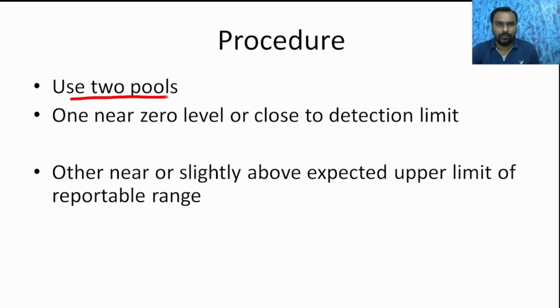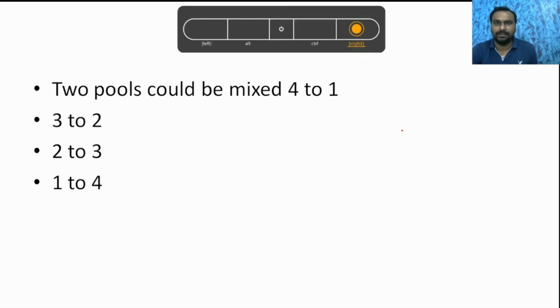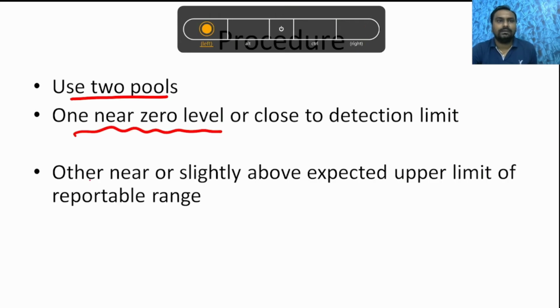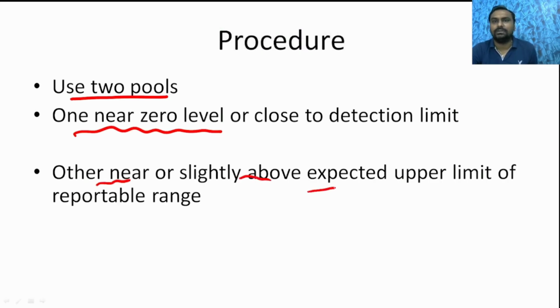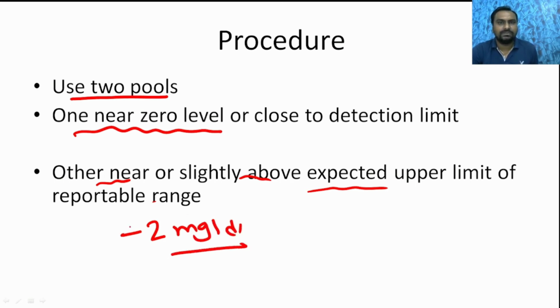You can take two pools: one near zero level or close to the detection limit, and the other near or slightly above the expected upper limit of the reportable range. Suppose for glucose the detection limit is 2 mg per deciliter. So you can take a value which is close to the detection limit or close to zero.